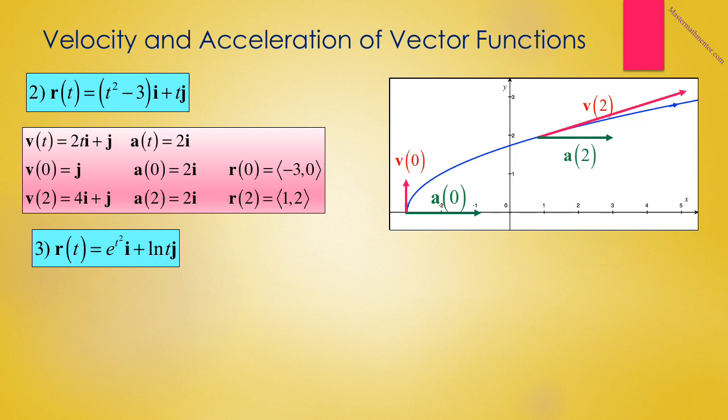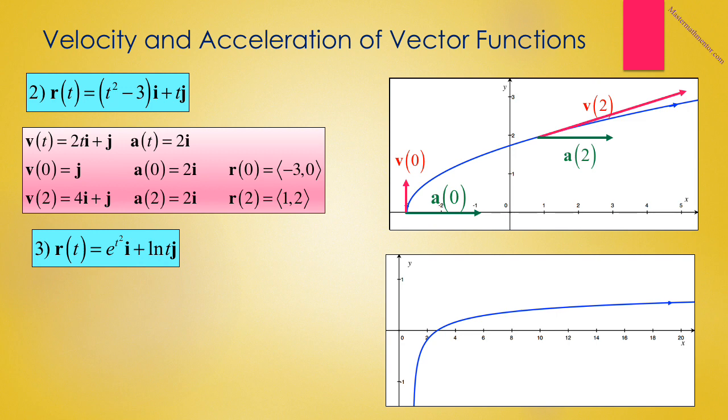Number 3 gives the vector-valued function r of t is equal to e to the t squared i plus natural log of t j. Because the numbers are not integers, it is suggested that you graph this on your calculator for several seconds to get the path. And then we will find the velocity and acceleration vectors at t is equal to 1 and sketch them on the graph, as well as the speed at t equals 1.